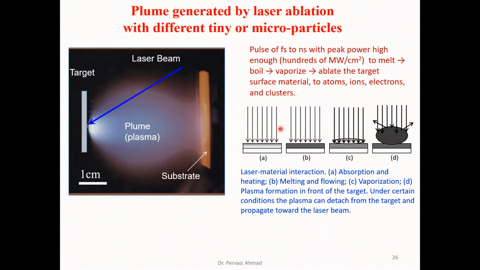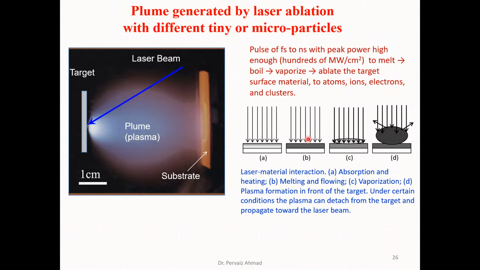Here we have the four-step deposition technique, the four steps involved in laser material interactions. Step number one, designated as A: here you can see the first step, in which we have absorption and heating of the material.